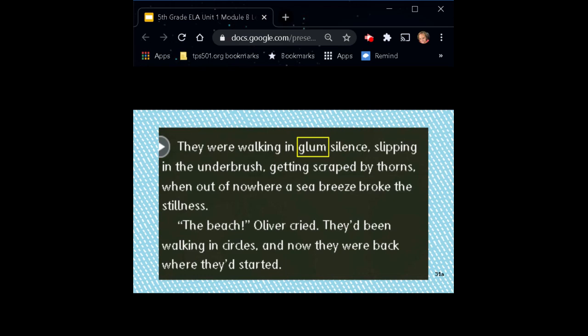Do you remember when we defined the word glum earlier? We said it meant to be sad or depressed, right? In the sentence it's used here, it is used to describe silence. It said they were walking in glum silence. That's not a person. Can silence be sad or depressed? Why do you think the author used the phrase glum silence?